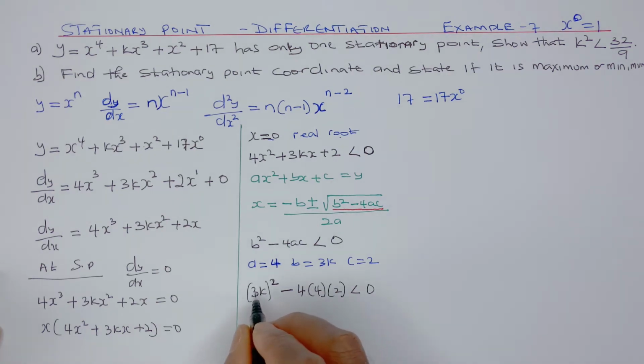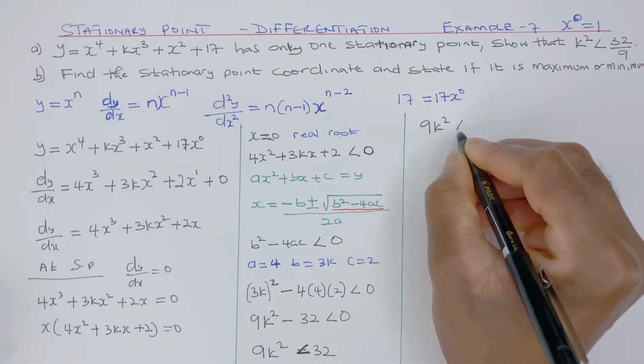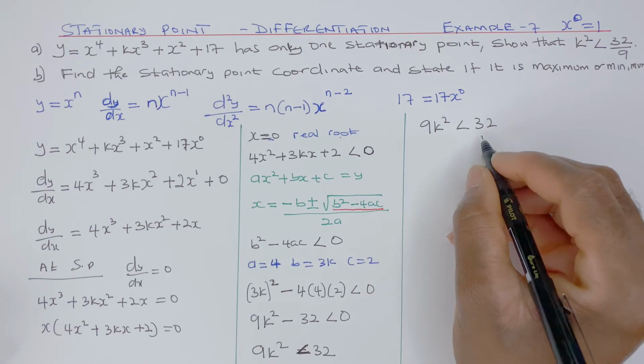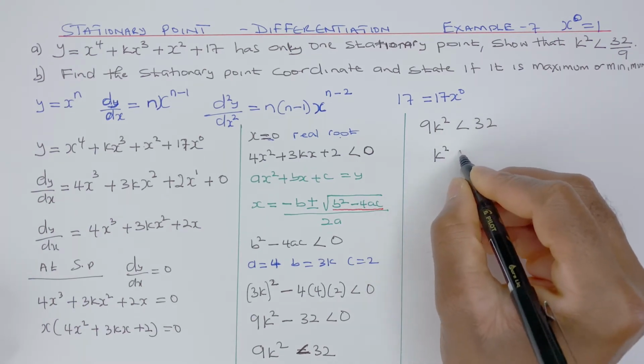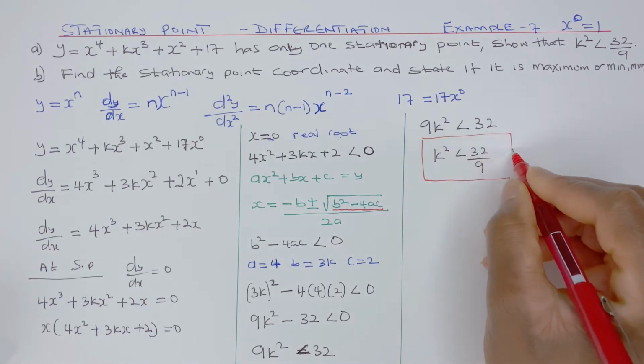3 squared is 9, so 9k squared minus 4 times 4, 16, times 2, 32, less than 0. Add 32 to both sides, or take minus 32 to the other side. 9k squared less than 32. If I divide both sides by 9, k squared is less than 32 over 9. And that's the proof that we need to show.